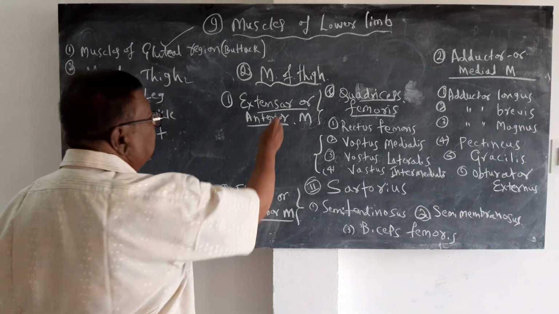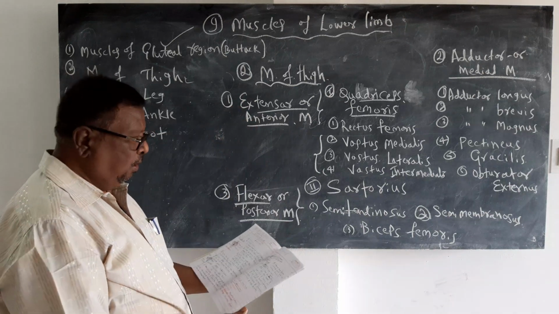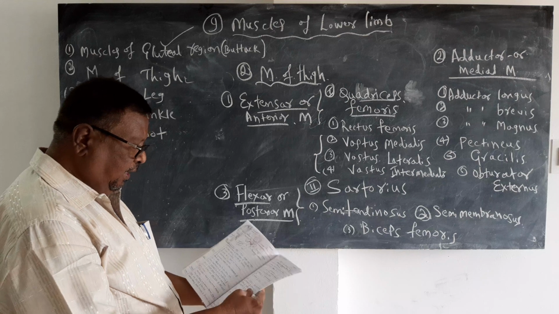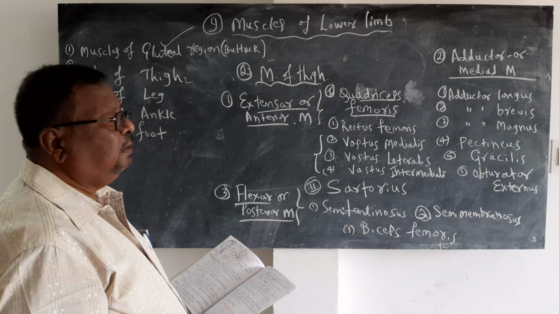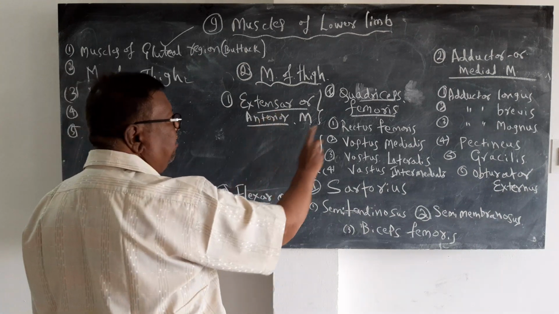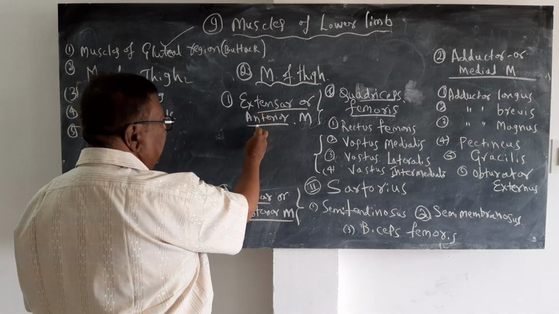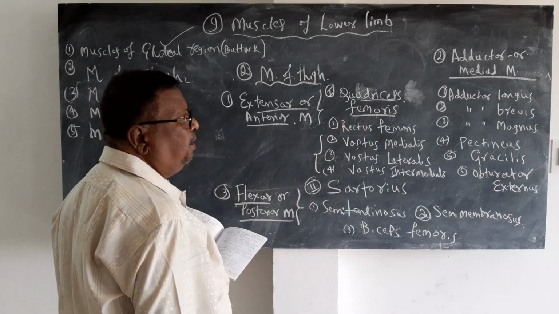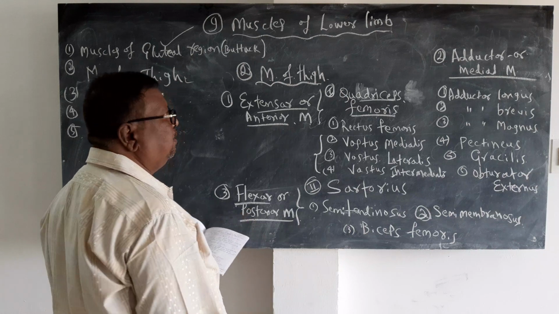Coming to the muscles of the thigh, that is the second one. The first one I explained yesterday. There are 3 major groups of muscles in the thigh region: the extensor or anterior muscles, then adductor or medial muscles, then flexor or posterior muscles.